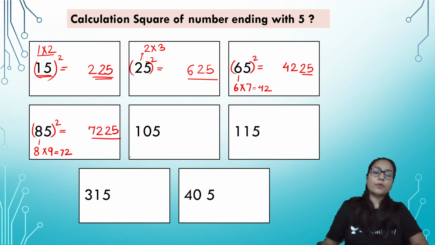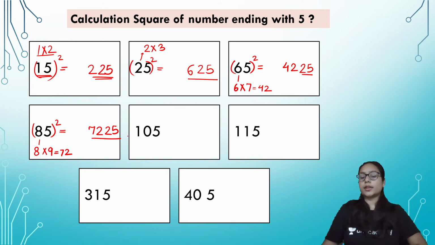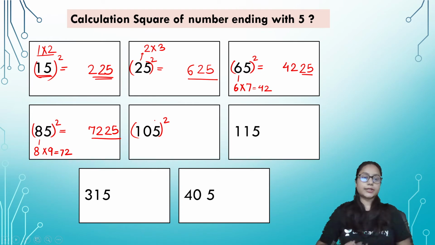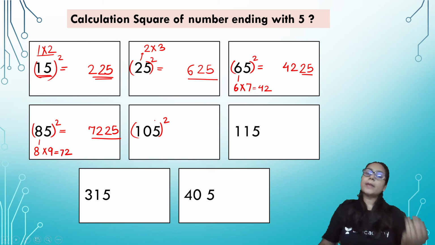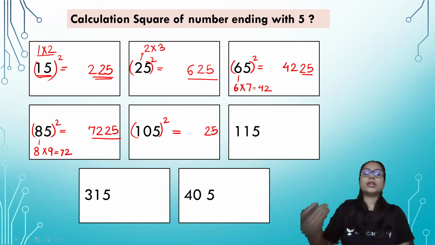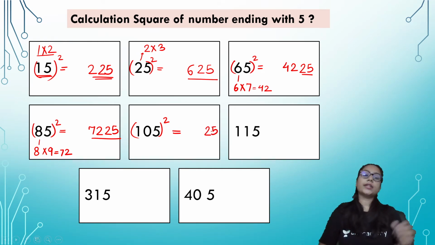Okay, now what is 105 squared? Till now we have found the squares of 2-digit numbers ending with 5. Let us see how you can find the squares of 3-digit numbers ending with 5. The method will be exactly the same. Here also I am going to write 25 on the extreme right.